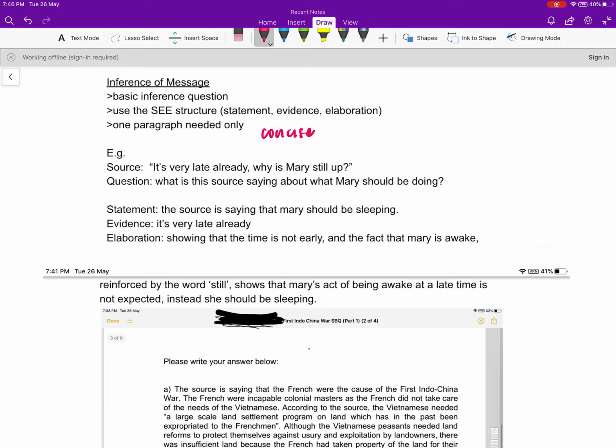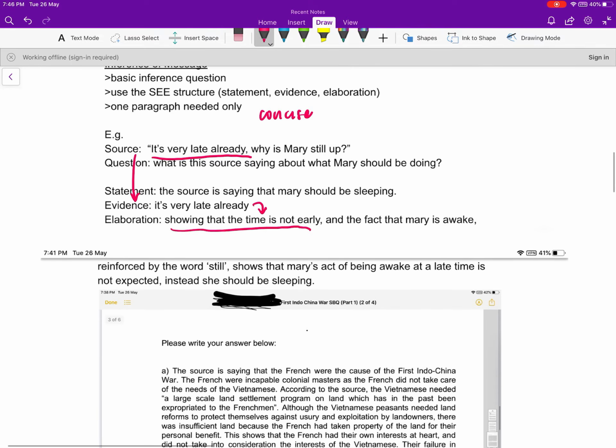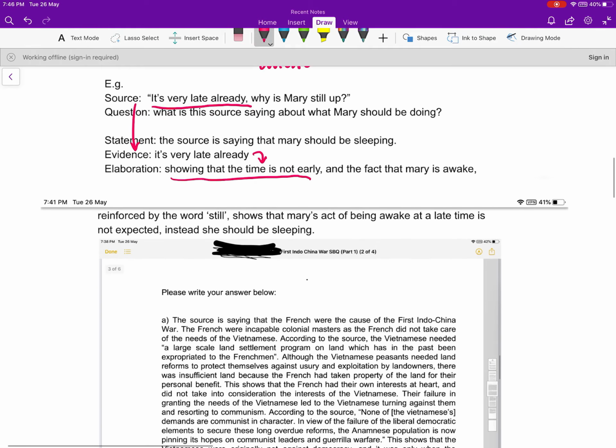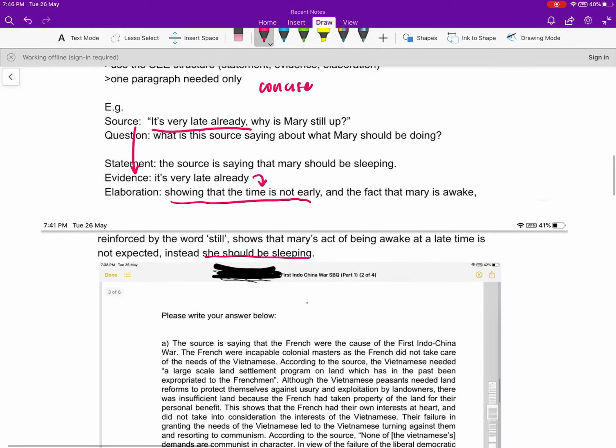For example, the source is like this: it's very late already, why is Mary still up? So the question is, what is this source saying about what Mary should be doing? The source is saying that Mary should be sleeping because it's very late already, as seen in the source, so you can use it as evidence. And then the elaboration is that, what does it's very late already mean? So you have to elaborate that, which is showing that the time is not early. And the fact that Mary is awake is something that is rather astounding. Yeah, and it's not expected because she should be sleeping. Hence, you kind of link it back to your statement.